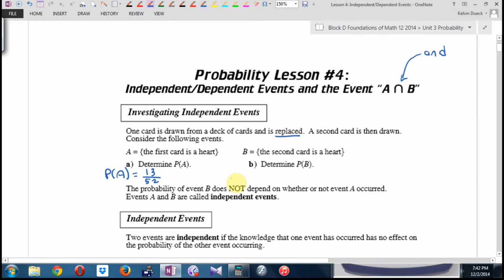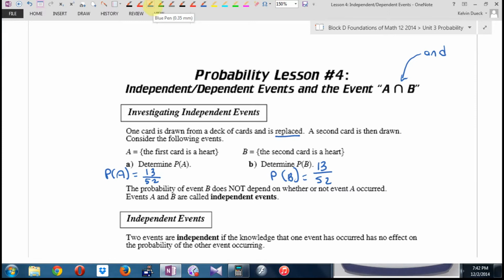B. What's the probability that the second card is a heart? Well, because we're replacing it, and reshuffling, we've got basically a brand new deck. The probability that the second card is a heart is, well, how many hearts are there? 13 out of 52, or 1/4. And again, I'm not going to bother reducing fractions. The probability of the event B doesn't depend on whether or not A occurred.